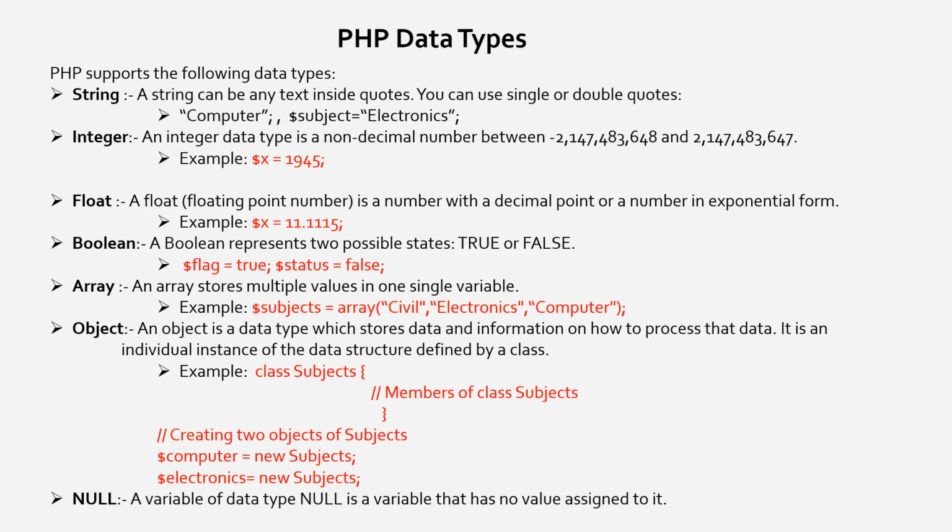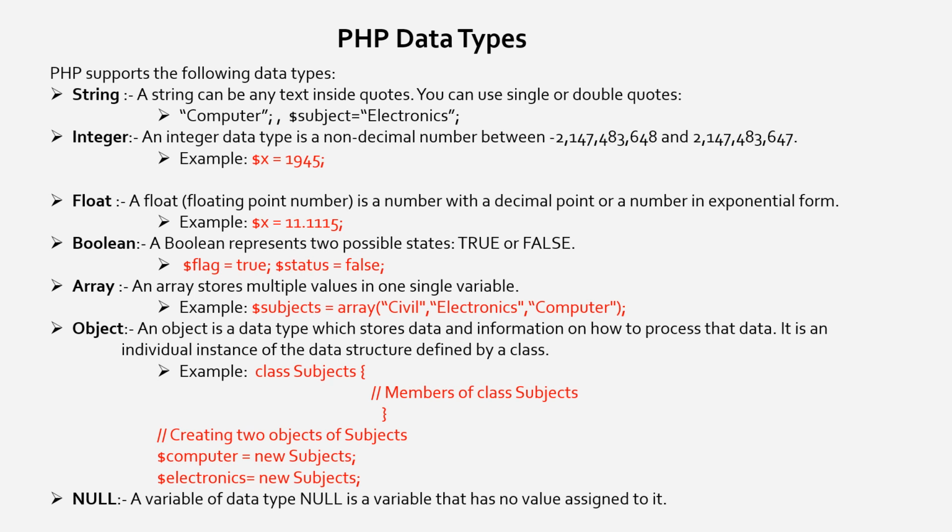So for example, we have a class named subjects, and we can create two objects. One is called computer, that is $computer. We are creating an object called computer. The step is that for the variable we need to specify $computer is equal to new subjects. So now we are creating a new instance of that particular class. Here again another object we are creating, $electronics is equal to new subjects. Now that is done.